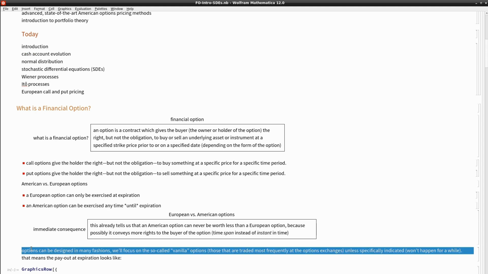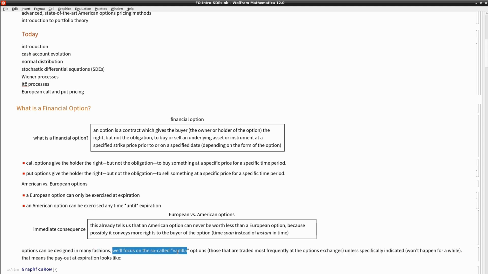Okay, and options can be designed in many fashions, and we'll focus here on the so-called vanilla options. And those are the ones that are traded most frequently at the options exchanges. They're traded by the billions every day at the options exchanges all over the planet. And unless I specifically indicate that we're talking about exotic options, and I will tell that and it won't happen for a while, we're talking about the vanilla options. For the moment, for the time being, until I say differently, think about vanilla options.